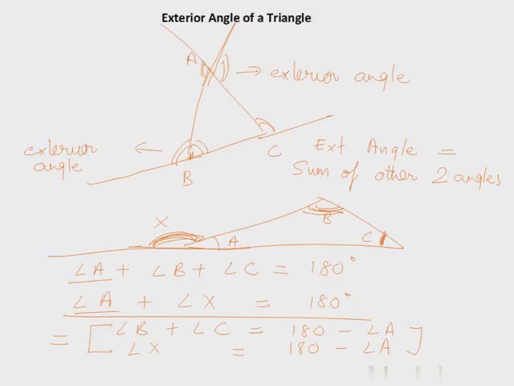So if this is exterior to angle A, then the exterior angle of angle A is equal to the sum of B and C. The exterior angle of angle C, let's call it Y, would be equal to the sum of A and B. Angle Y would equal angle A plus angle B. The exterior angle of angle B, let's call it Z, angle Z would equal the sum of angle A plus angle C, the other two angles.